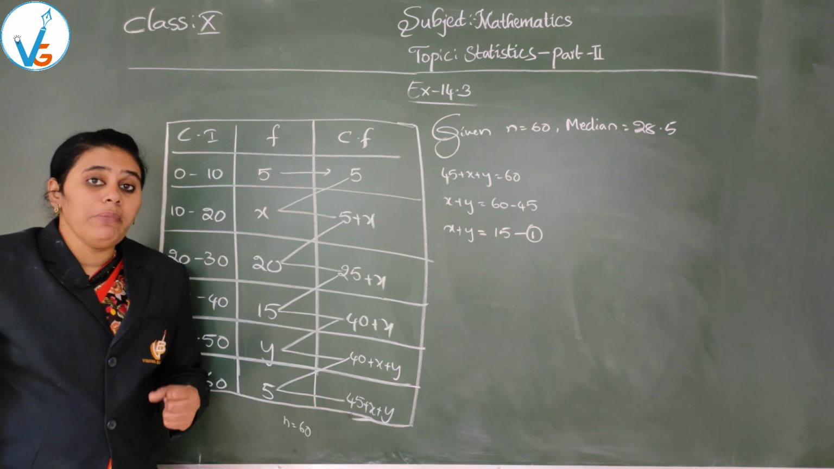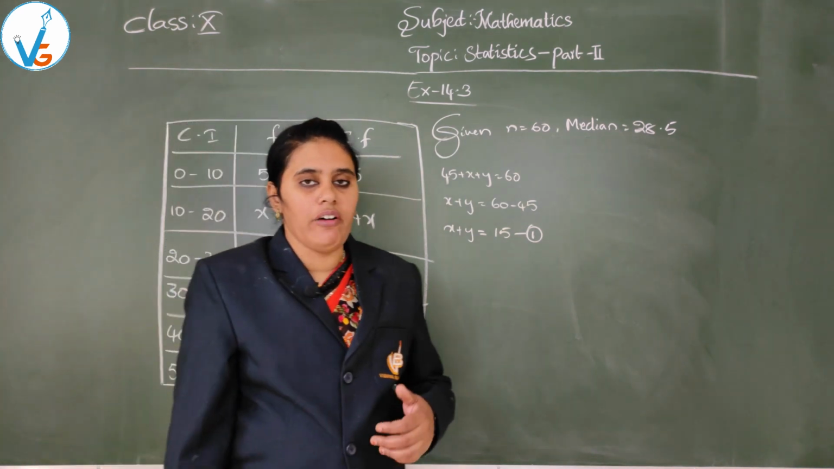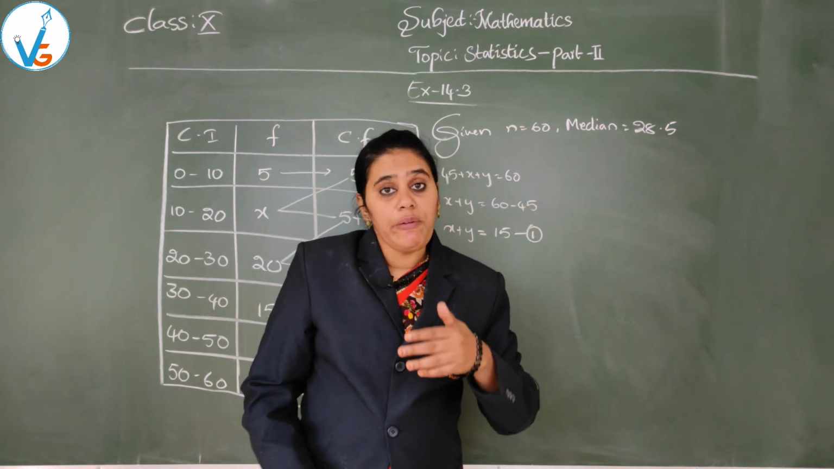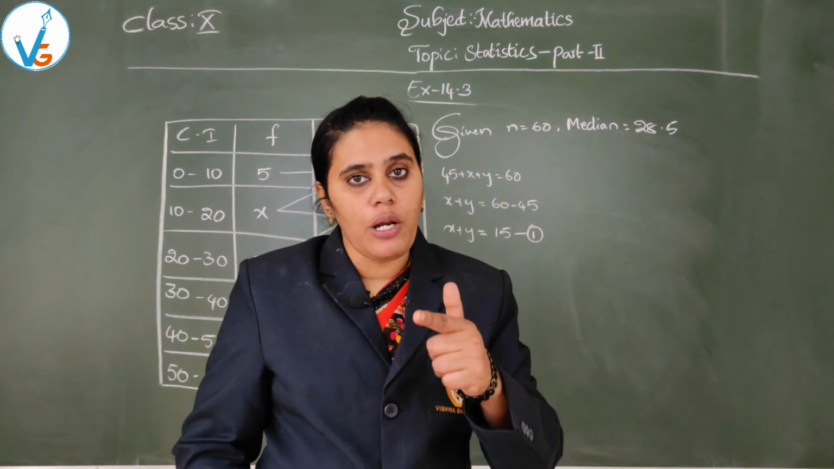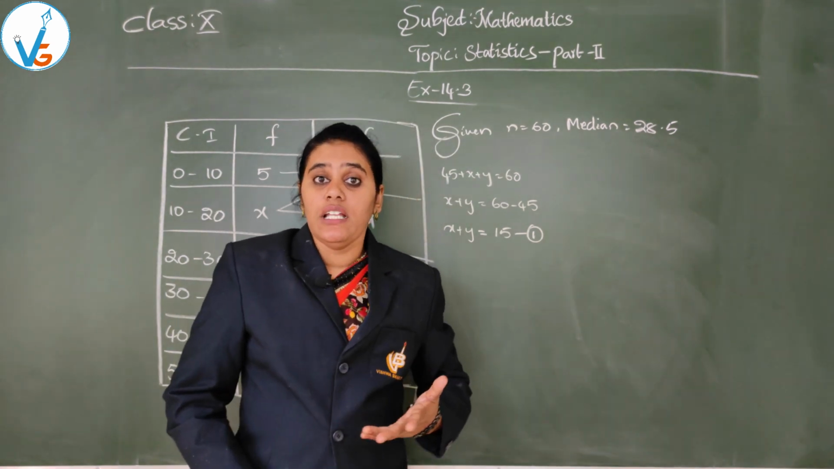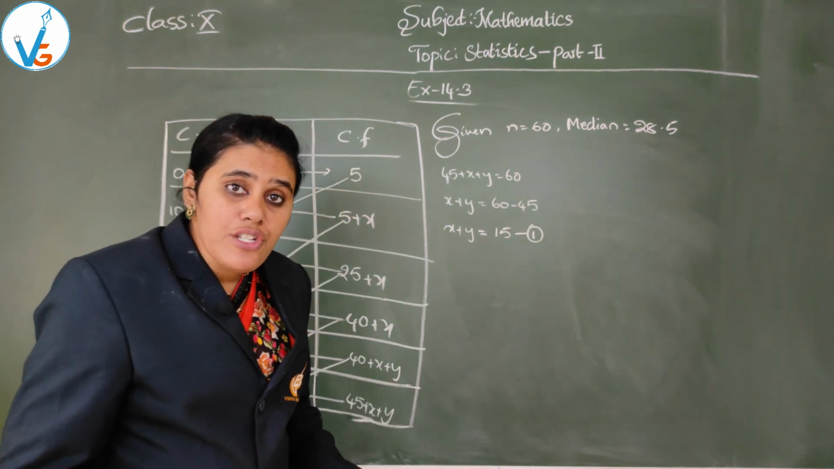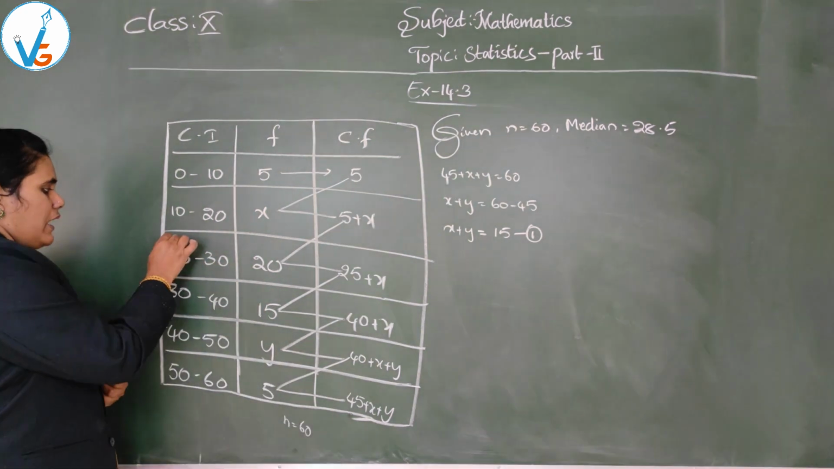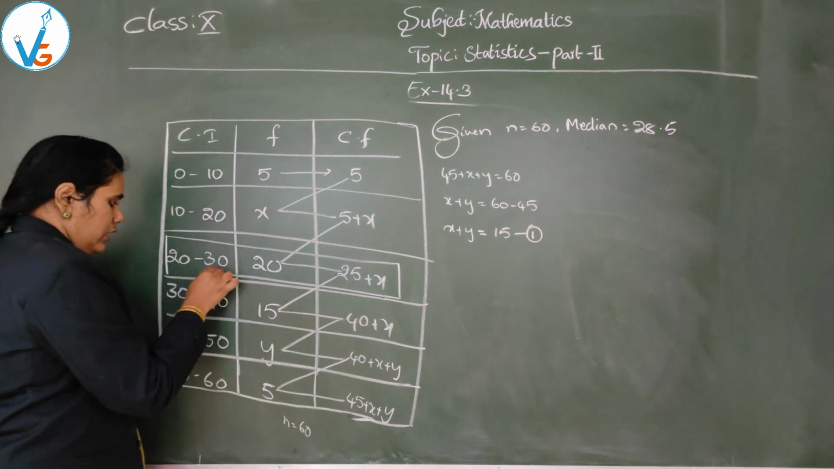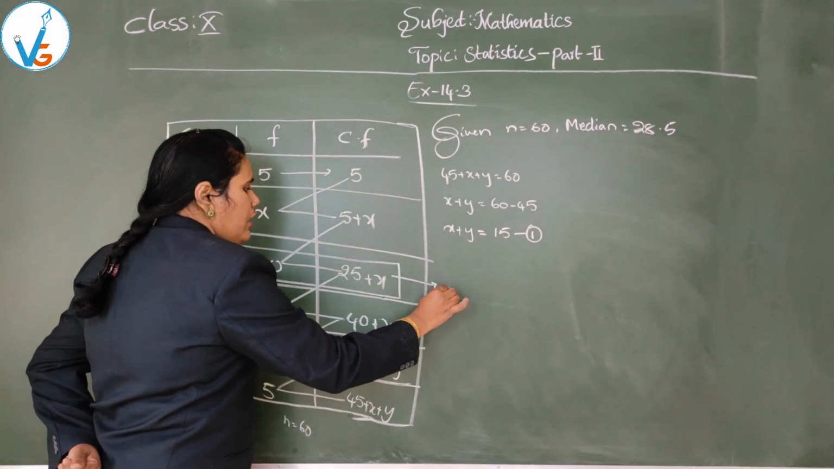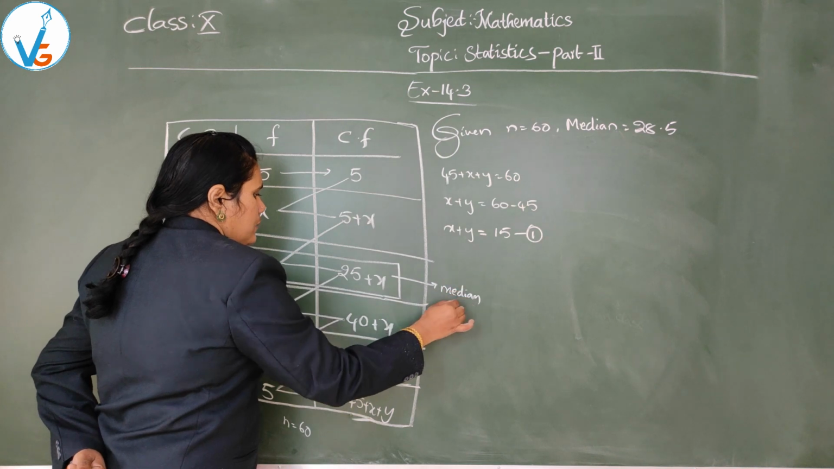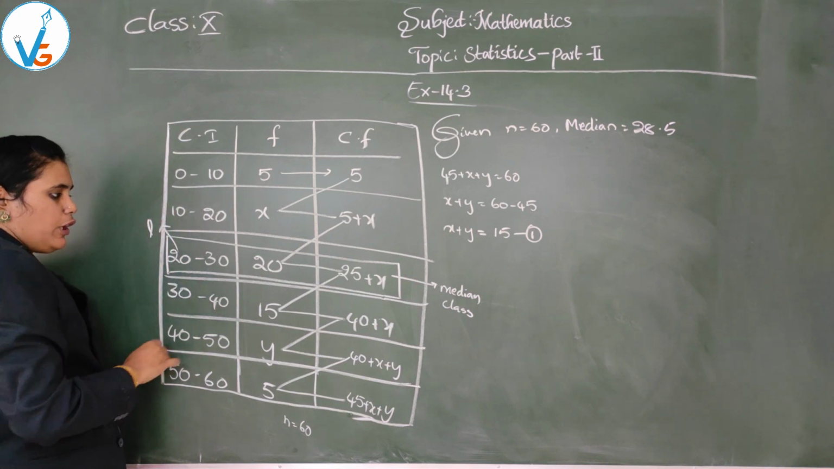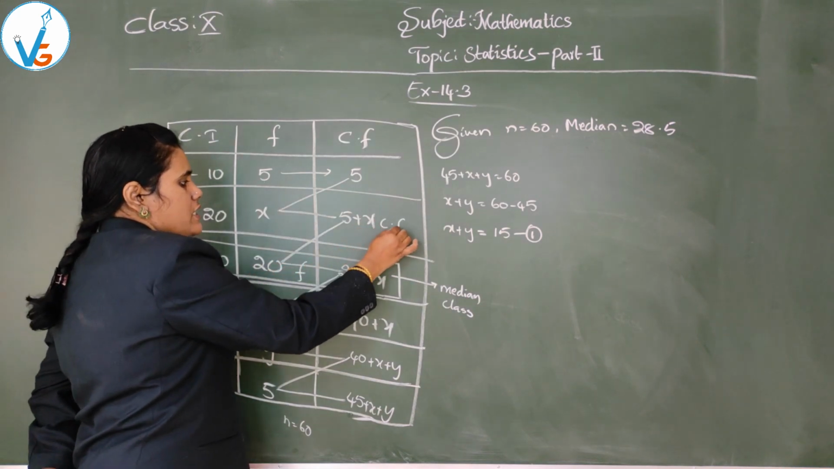Now, what is our median class? How can we know our median class? Now you can see that median is given as 28.5. When median is not given, then you will check your median in cumulative frequency. If median is given for you, then you have to check in your class intervals. So here 28.5 will be in between 20 and 30. Yes or no? So here this will be your median class. In this median class, this is your lower boundary and it is your f and it is your cf.